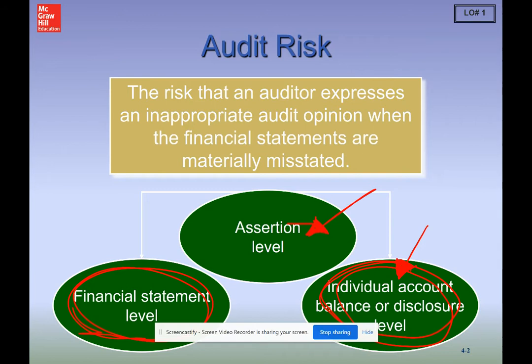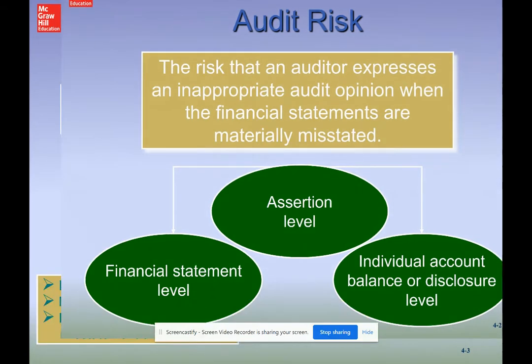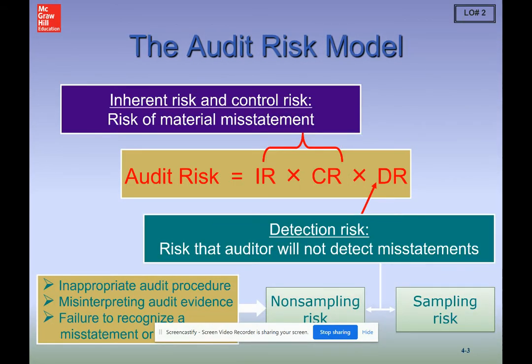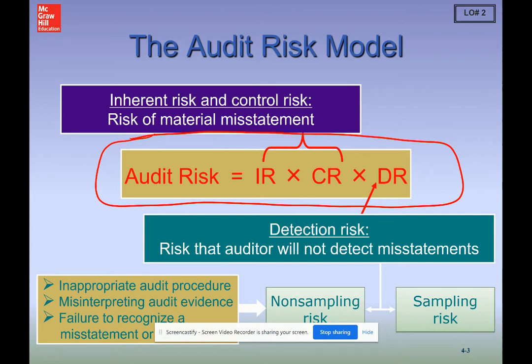For example, an assertion was existence. So we could assume that inventory did exist when in fact it does not in a material way. So we have to consider all of these levels as auditors and that there is no material misstatement at each of the levels. Now this is a big picture. This is what is called the audit risk model. And we're going to focus on this right here, okay?